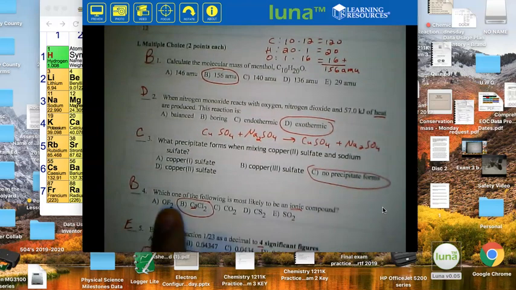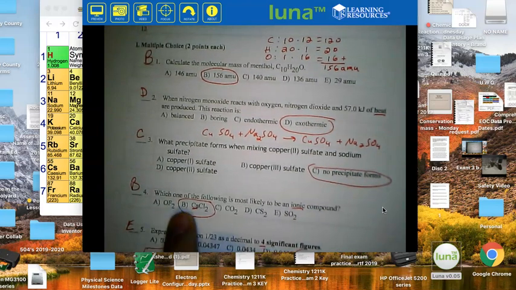For number 4, it says which one of the following is most likely to be an ionic compound. We know ionic compounds are formed between a metal and a nonmetal. If you look at your answer choices here, the only answer choice that has a metal in it is B. Calcium is a metal, chlorine is a nonmetal. So your answer should be calcium chloride.